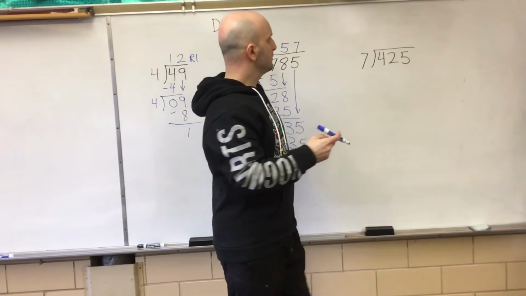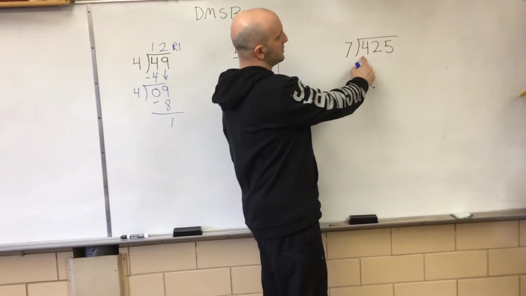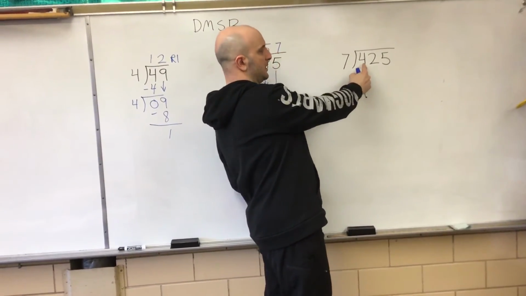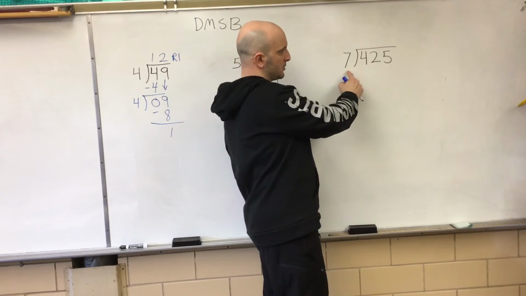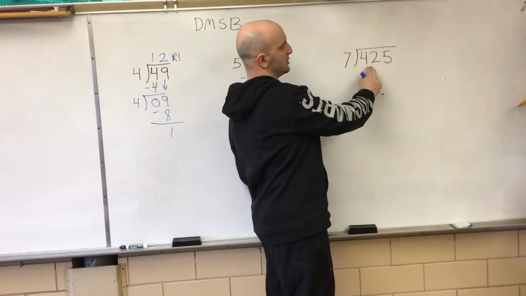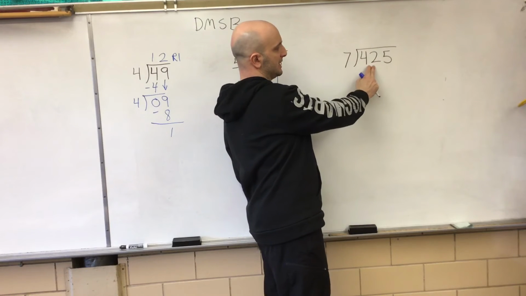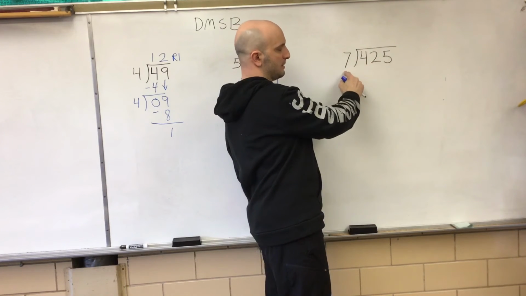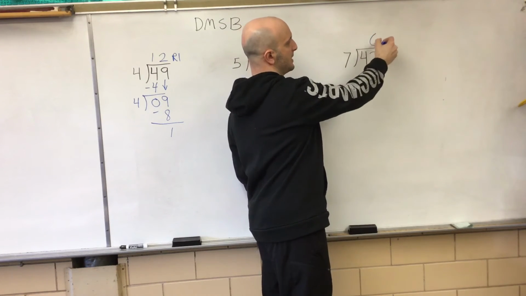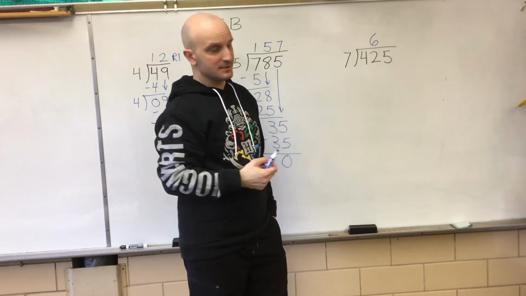Got one more to show you. Here we have a situation we can't do in the hundreds place. We can't do 4 divided by 7. So we need to immediately go over to the next digit. So now we're going to be looking at these two digits together. 42 divided by 7. 42 divided by 7, if you know your basic facts, is 6.